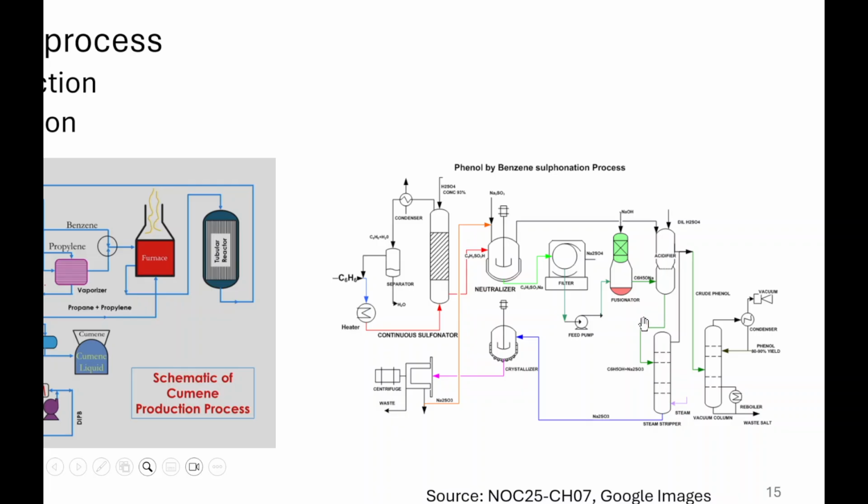Also the bottoms of this acidifier is taken into the steam stripper so as to recover more of the phenol, which is again taken into the vacuum distillation column. And whatever the salts are here, because this will be the mixture of sodium sulfite and phenol, this sodium sulfite basically is enriched using a crystallizer, and then through centrifugation it is recovered and put into our neutralizer.